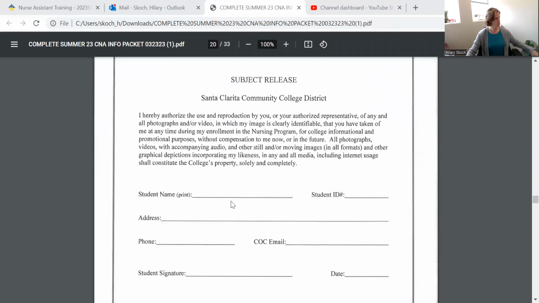This next page, page 20, is stating that if your picture is taken during class, say you're practicing with a student and a photographer comes in and takes a quick pic of you, that you will not be compensated for the picture if it's published during the class or in the future.